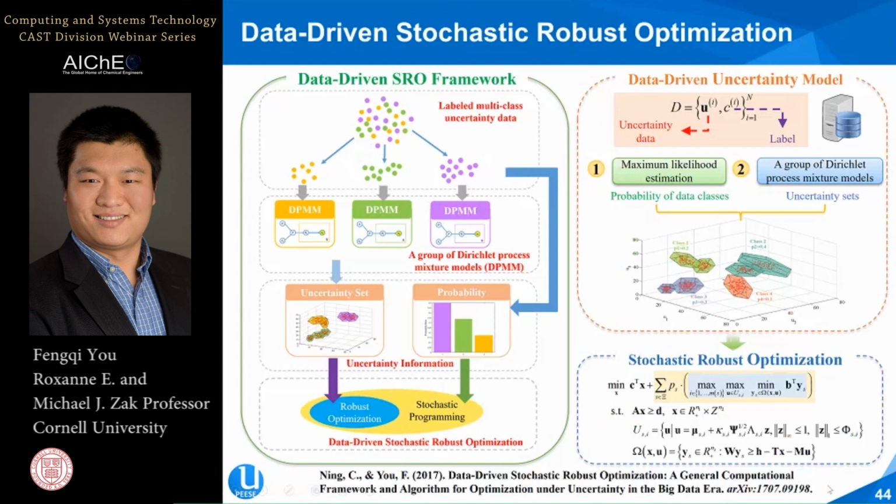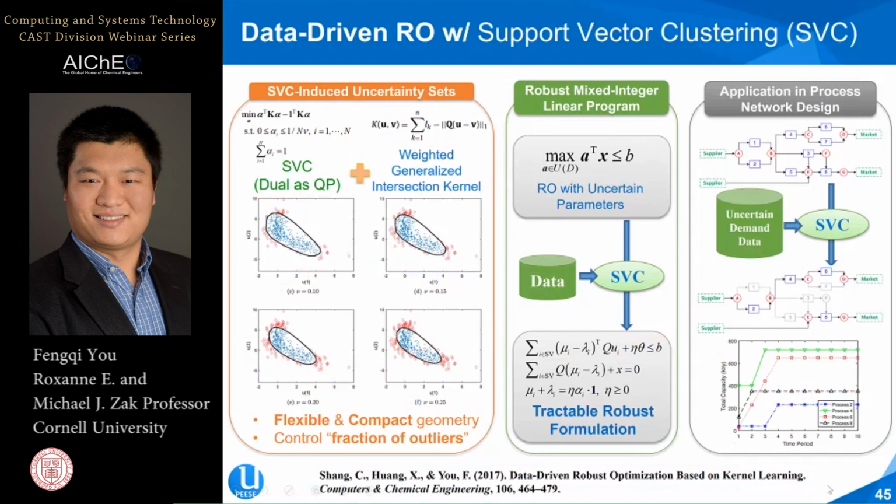For the last few minutes, let me quickly go through some other things we have done in this field. One direction is data-driven robust optimization with kernel learning. Kernel learning in this particular case is support vector clustering. Here we use support vector clustering to generate this kind of piecewise linear uncertainty set. It turns out to be very nice, although it's a QP. Essentially, you can still come up with a very tractable robust formulation, and it could be similarly applied to process network planning or scheduling problems.